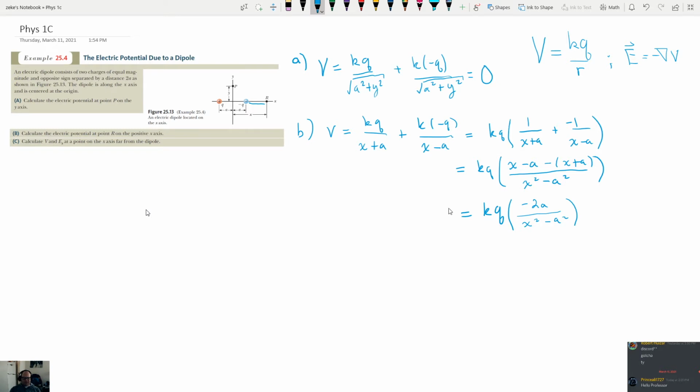Does it make sense that it's negative? x is definitely greater than a, right? So the denominator is going to be positive. Does it make sense that the potential would be negative? Is it because it's closer to the negative charge? Yeah, exactly. If we were to switch these two charges around, my guess is that the answer would just be positive, but you get basically exactly the same result. Okay, so that's the electric potential at point R. I could have said that this is the potential at P and this is the potential at R.